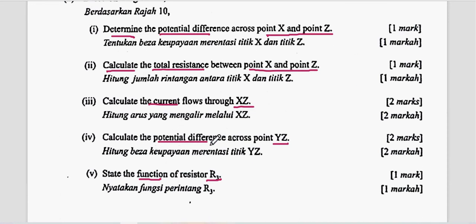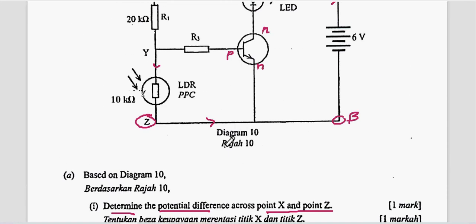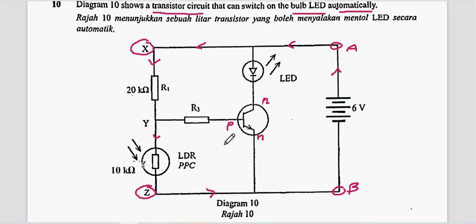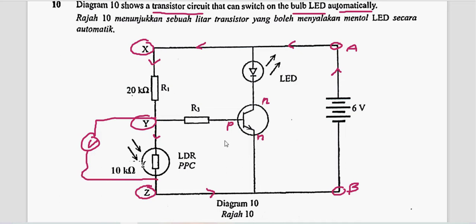Calculate the potential difference across Y, Z. Now it is not the total voltage. Now it is this point Y and Z. Okay, how to determine this? Let's say I place a voltmeter here. How to determine the potential difference across Y and Z? In this case we can do the ratio.